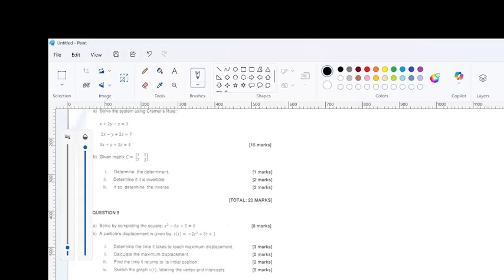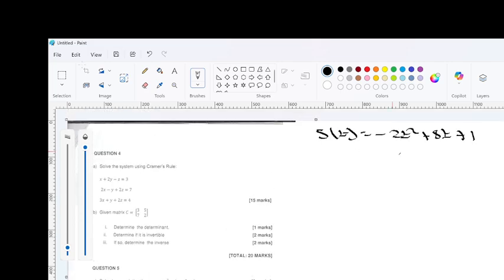Now, how do you determine the time it takes to reach the maximum displacement? It's easy if you follow the guidelines. If you look at what we have here, this is a quadratic equation. This is our a, and we have b and c. So, the maximum displacement.